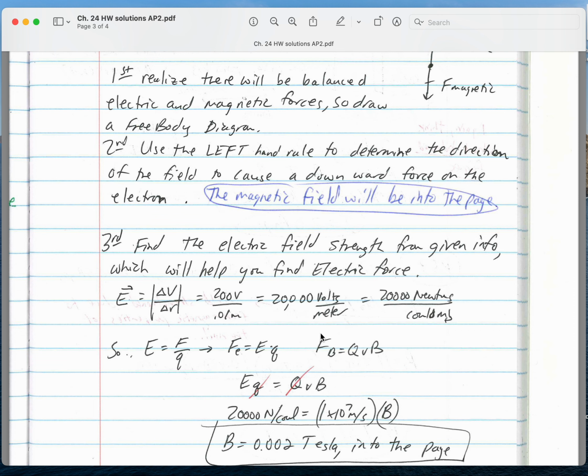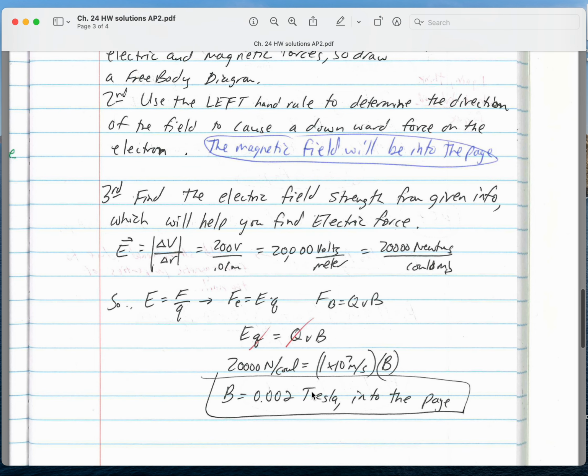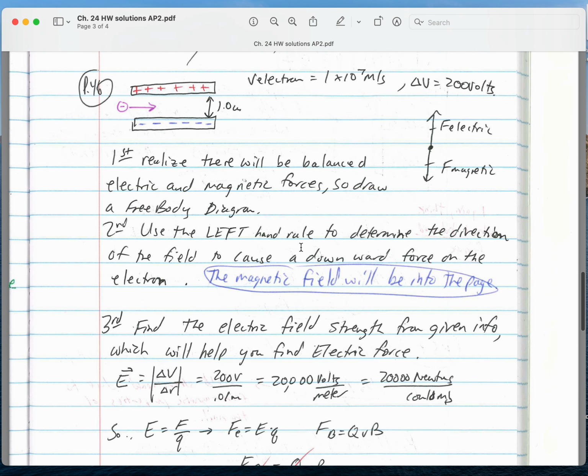Well, the magnetic force is equal to charge times the speed that the charge is moving times the magnetic field strength that the charge is moving through. So since the magnitudes of these are going to be equal, I'll set them equal to each other. Notice even though it's lowercase q and uppercase Q, it's the same charge moving through the fields. So those cancel out, which is kind of interesting. And so the electric field strength equals the velocity times the magnetic field strength. So the magnetic field strength would be 0.002 Tesla, and that would be into the page in this situation.